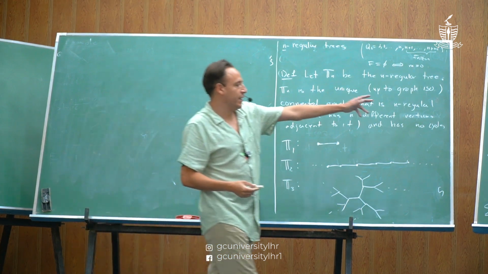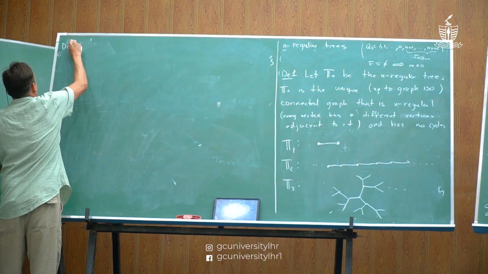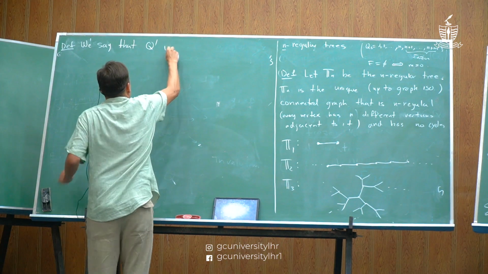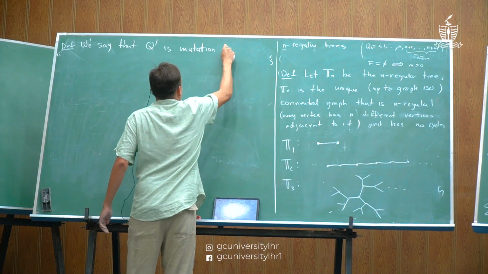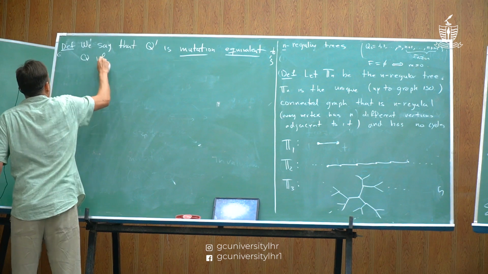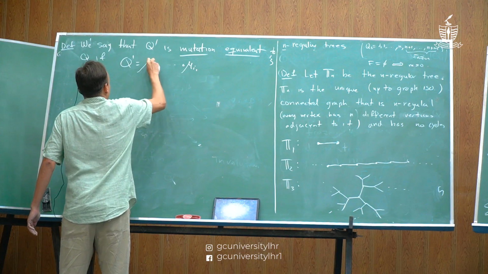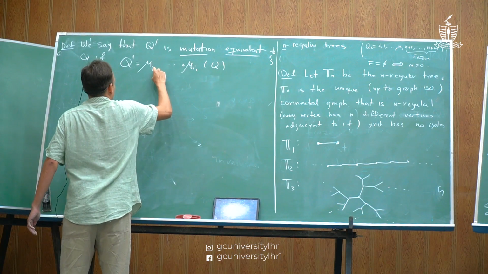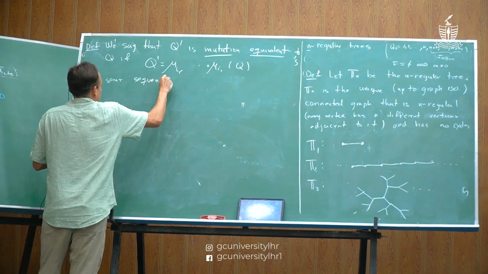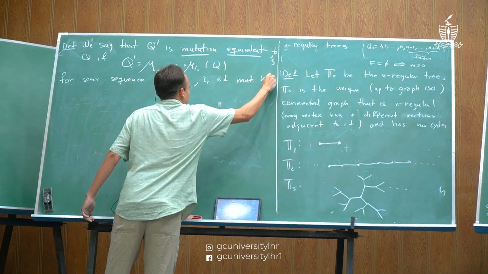To put a little order in this mutation, I can consider these trees. Definition: we say that Q prime is mutation equivalent to Q if Q prime is equal to Q mutated many times, at a sequence of vertices i1 to ir, to reach it.